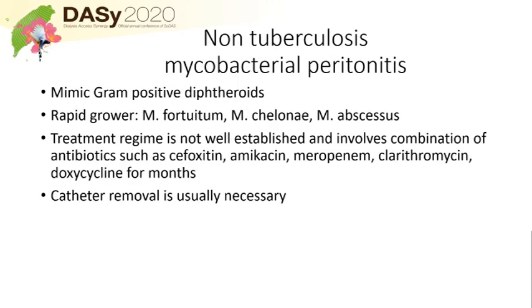Non-tuberculous mycobacterial peritonitis is a rare condition, but they may mimic gram-positive peritonitis. Some of the examples are Mycobacterium fortuitum, Mycobacterium chelonae, and Mycobacterium abscessus. Treatment regimen is not well established and involves combination of antibiotics such as cefoxitin, amikacin, meropenem, clarithromycin, and doxycycline for months. Catheter removal is usually necessary.